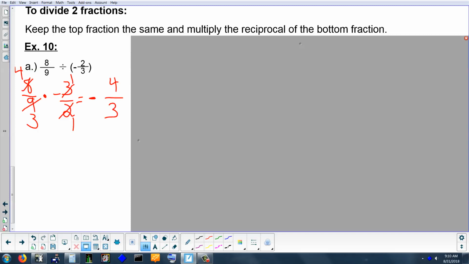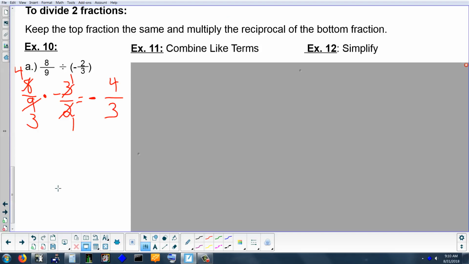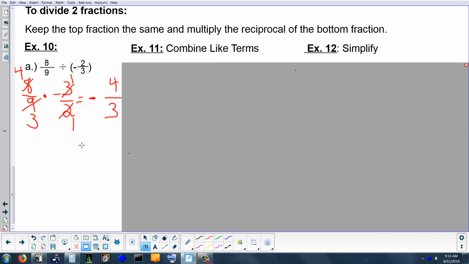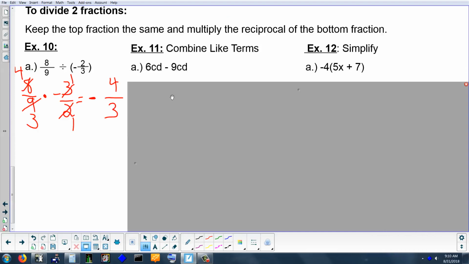Or, for the sake of time, you could have done 8 times 3, and then 9 times 2, and then reduced. Either way works. It doesn't matter which way you do it, as long as you get it simplified. We have some combined like terms here. For these last two, why don't you do them on your own, just for the sake of time. You've heard us talk enough.